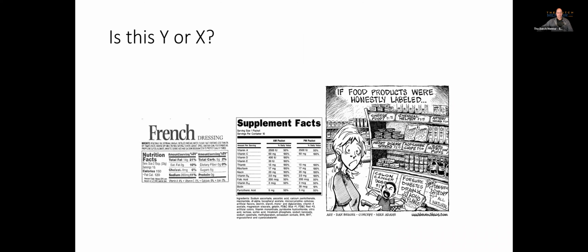So here, in the next question, you're looking at different labels. Is this a Y or is this an X? X. You had a 50-50 shot. Excellent, right? We covered the Y.